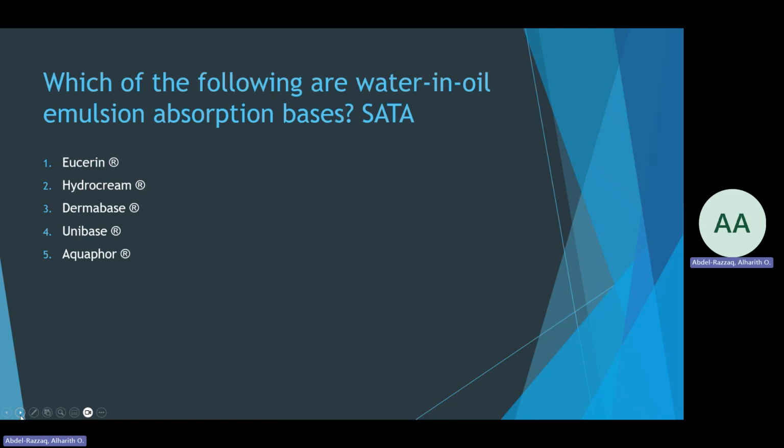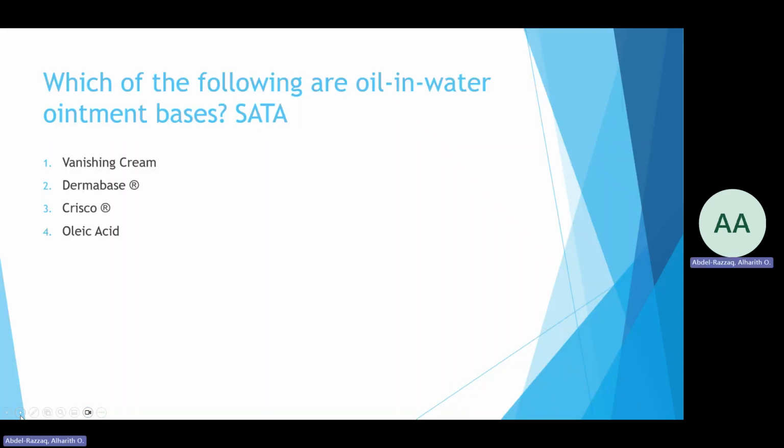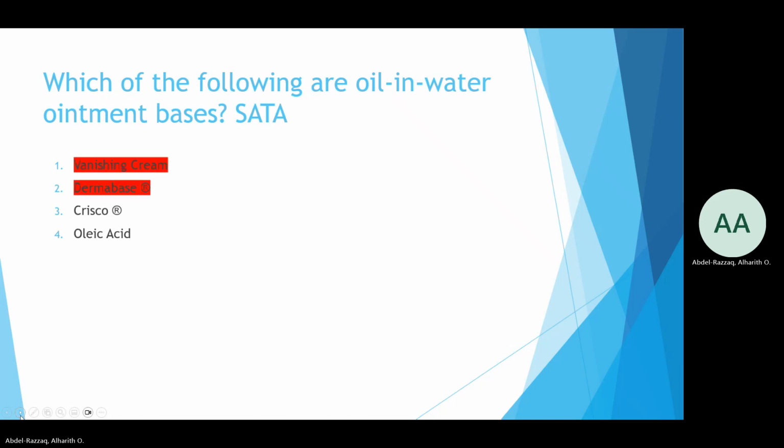Next question. Which of the following are going to be water and oil emulsion absorption bases? And this is a select all that apply. So Eucerin and hydrocream. Next question is going to be which of the following are oil in water ointment bases? And this is also a select all that applies. And our answer choices are going to be vanishing cream and dermabase.